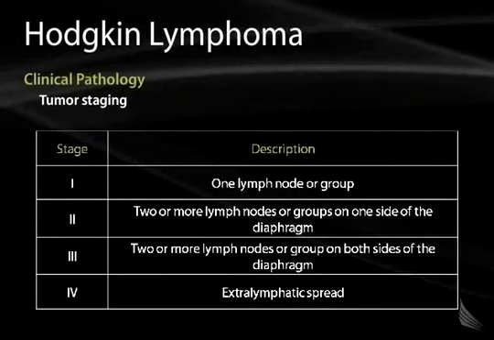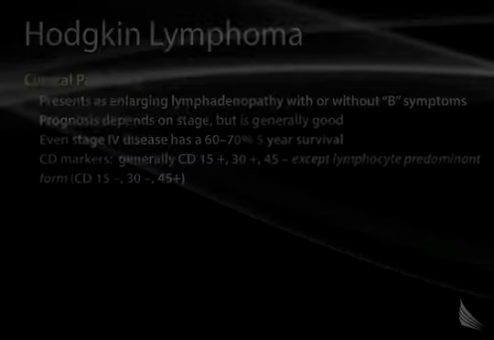The tumor staging of Hodgkin's lymphoma is very similar to any other staging, where stage 1 is exclusively local disease, stage 2 can be more locally advanced disease, stage 3 has 2 or more lymph node groups involved on both sides of the diaphragm. And stage 4 extends from beyond the base tissue, so outside of the lymphoid tissue, to other regions, including lung, liver, and other areas.